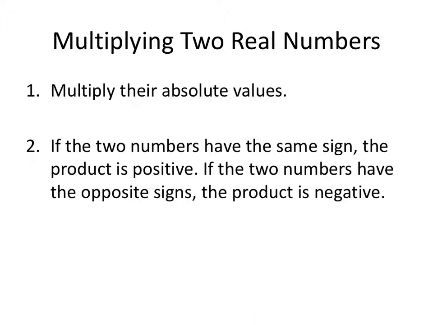When we're multiplying two real numbers, we multiply the numbers themselves in absolute value, meaning ignore the signs for now. It doesn't matter positive or negative, just multiply them. Now to take care of the signs, if the two numbers have the same sign, the product is positive, because a positive times a positive is positive, and a negative times a negative is also positive. But if the two numbers have opposite signs, the product is negative. All right, so a positive times a negative is negative.